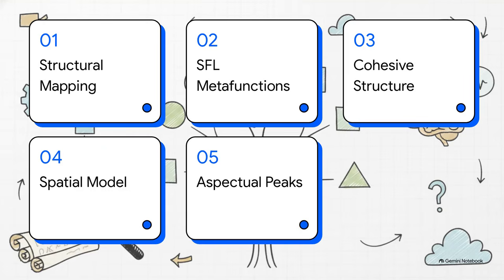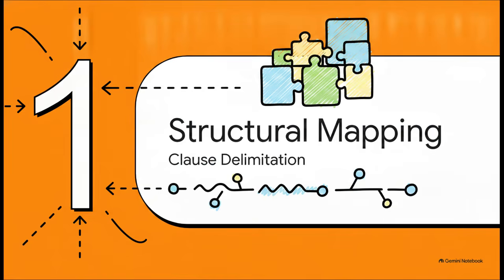So here is our roadmap for this architectural dissection of the Koine Greek text. We'll kick things off with structural mapping, move into SFL metafunctions, trace out the cohesive infrastructure, and then apply Campbell's spatial model to ultimately uncover the aspectual peaks of the discourse. And a quick warning up front. As we move through this, we are completely discarding legacy temporal parsing models. Okay, let's jump right into part 1, structural mapping.